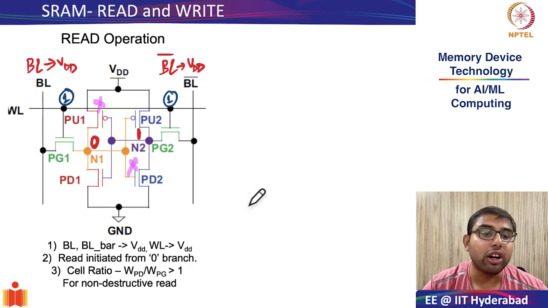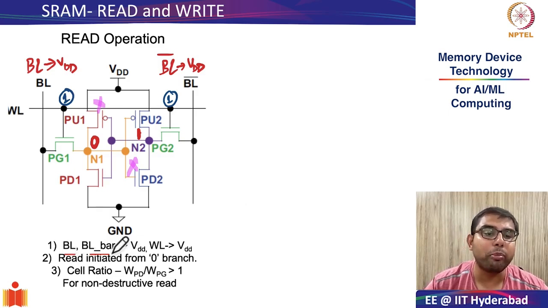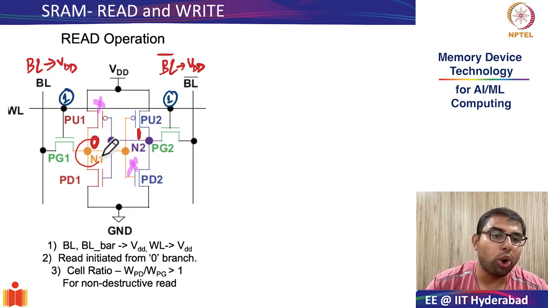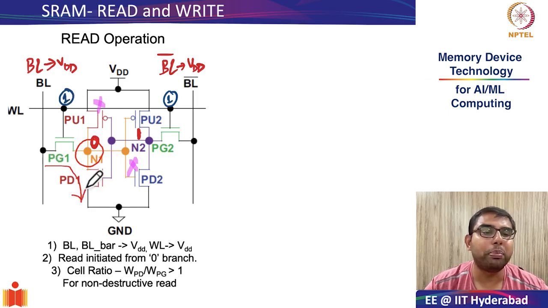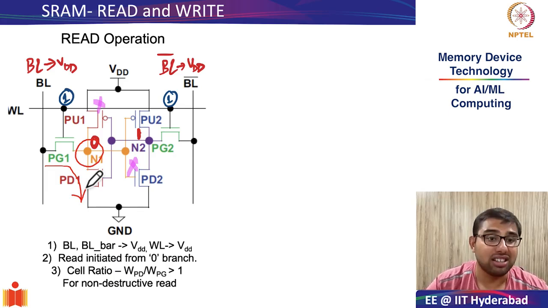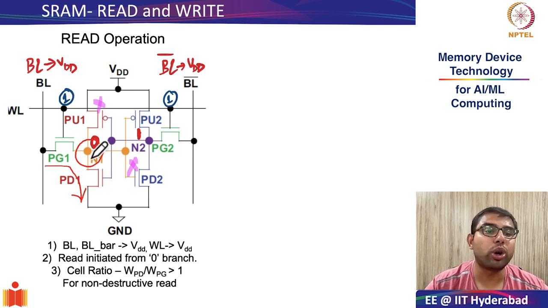Next, we looked at the read operation. The read operation started by pre-charging the bit line and bit line bar to the value of VDD and then asserting the word line. Please try to recall that the read cycle was initiated with the node N1 where the value stored was 0. The moment you turn on the word line, along the path from PG1 to PD1, you have a read current. But this read current does not flip the storage node N1. So essentially we have a non-destructive read.